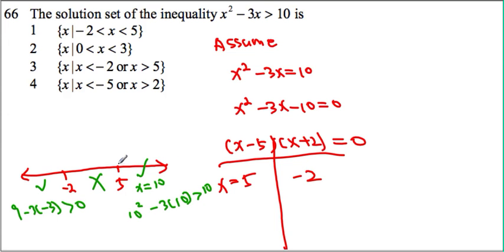So here we have, since we're not including the borderline, open circle this way, open circle that way. That becomes our answer. X has to be greater than 5, which is this one, less than negative 2, which is choice 3. That becomes our final answer.